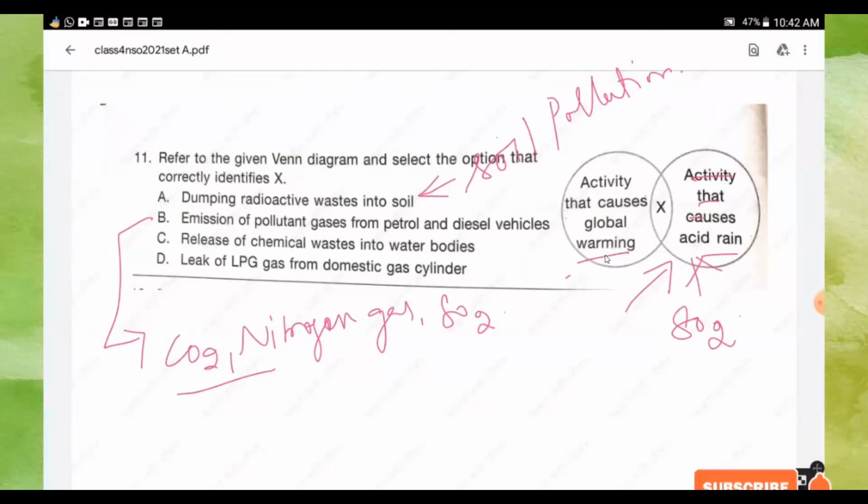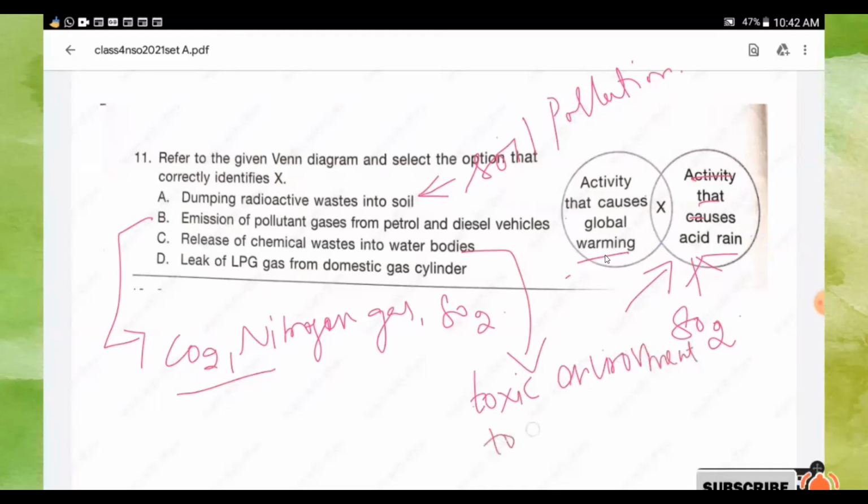So you all know what the cause of acid rain is? Yes, sulfur dioxide and some nitrogen oxides are released into the air. It will cause acid rain. So X must be option B. Then what is C? Release of chemical waste into water bodies? If you release chemical waste into water bodies, it will create a toxic environment for the aquatic organisms.